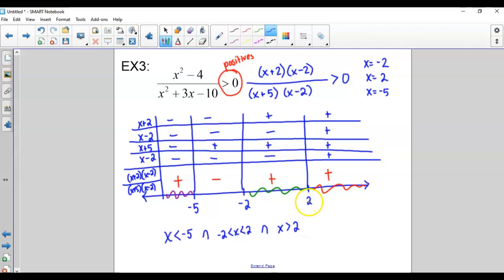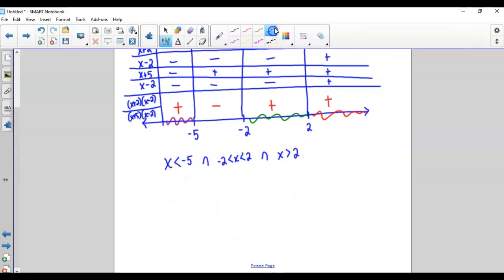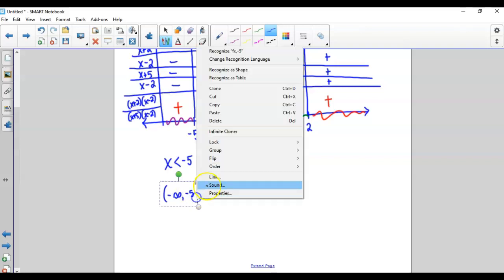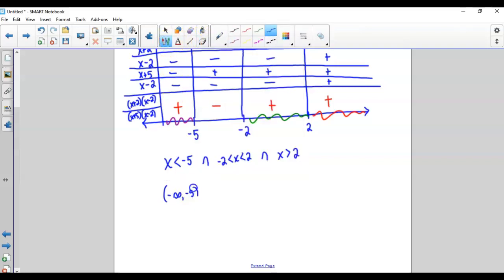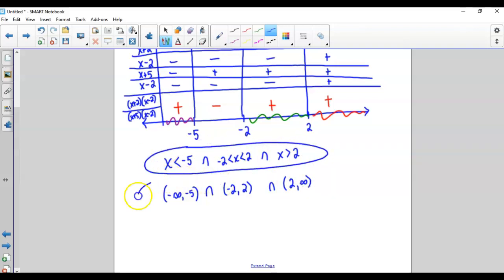You do have to write this separately, even though it looks like it's positive all the time above -2, because right there at 2, you're actually going to get 0, and this is greater than 0, so it can't include 0 here. If we write this in interval notation, it would look like this: -infinity to -5, and -2 to 2, and 2 to infinity here. So either one of these here could be your answer depending on what kind of notation you're using.